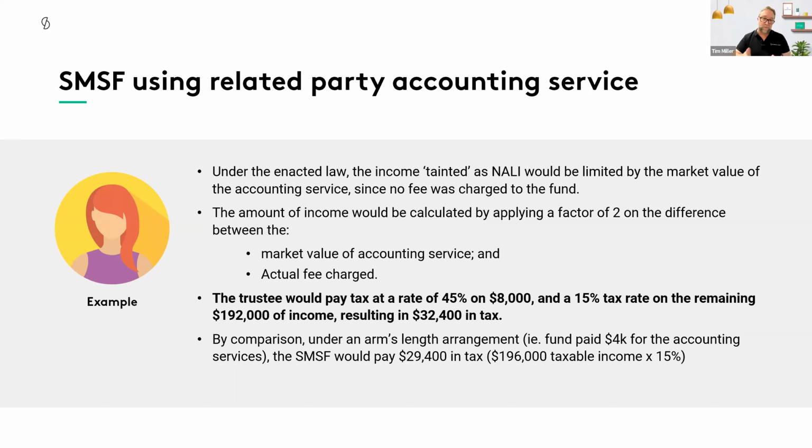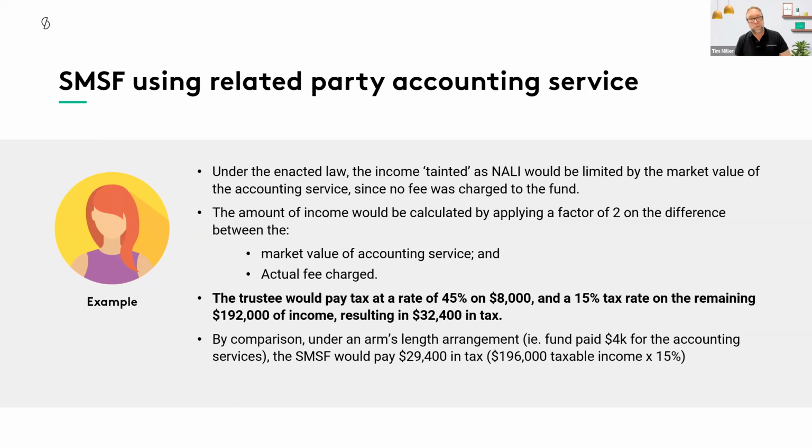Pretty simple. If they have paid an amount and they've applied some form of discount, then it's only going to be NALI on the difference between commercial or arm's length and the discounted amount. So in this situation, the trustee would pay tax on 45% of $8,000 and then 15% tax on the remaining $192,000, resulting in roughly $32,500 in tax.